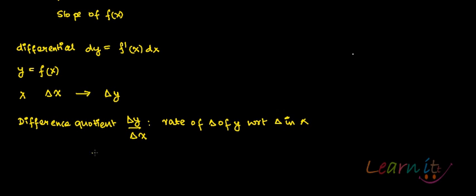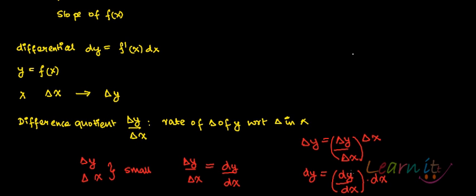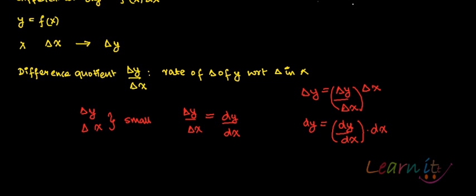Now, if delta x and delta y are infinitesimally small, then delta y by delta x could be written as dy by dx. So on the one hand, you can write delta y as delta y by delta x into delta x. But if this is very, very small, this can be written as dy equals dy by dx dx.